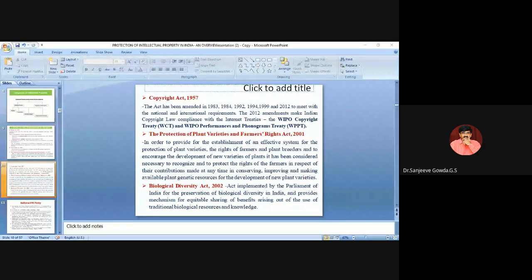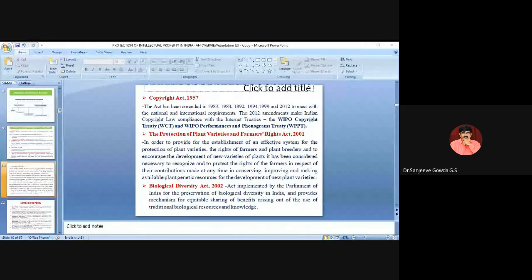Then another one, filing a request for examination. A request for examination can be filed in Form 19 only within 48 months from the priority date or filing date, whichever is earlier. So it is another time period prescribed for the examination. A request for examination can be filed only within 48 months from the priority date or filing date, whichever is earlier, if you want to examine the patent.